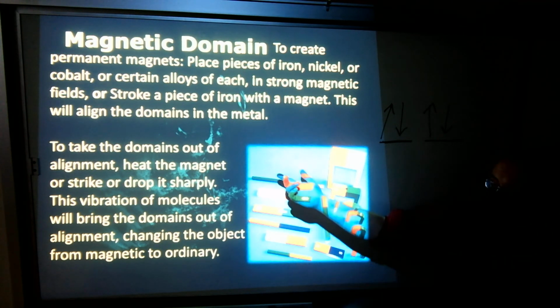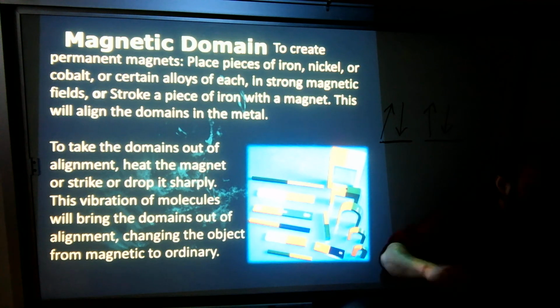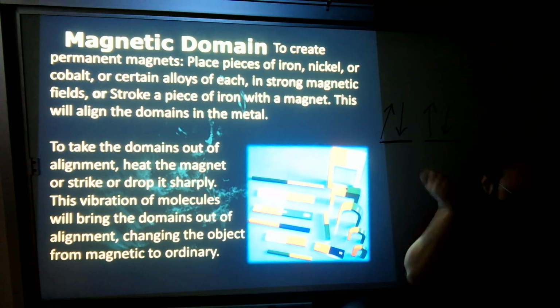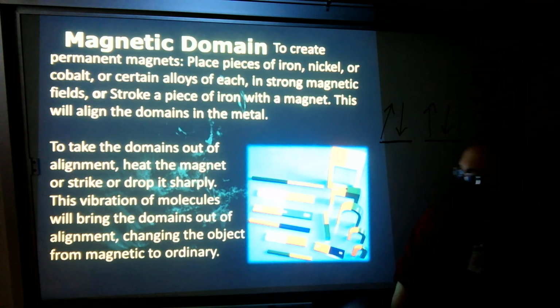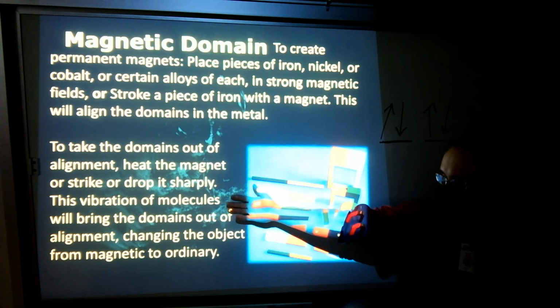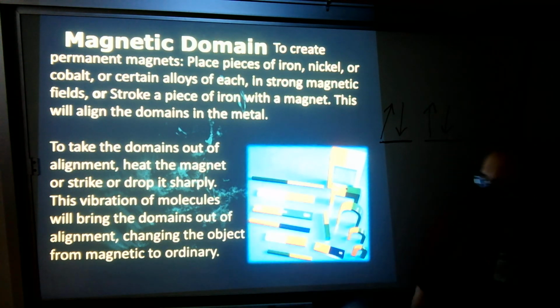Or you can heat it up, and heating it up does really the same thing. When you heat something up, its atoms start shaking around more. That's all heat is, kinetic energy of molecules. So that causes vibration of molecules also, and that will bring the domains out of alignment also. So two ways to break it: heat it up or hit it. Not to break it, to bring the domains out of alignment so it's no longer a magnet.